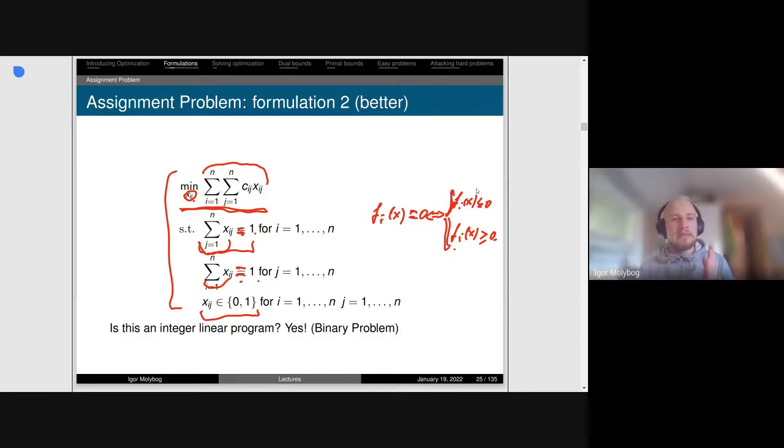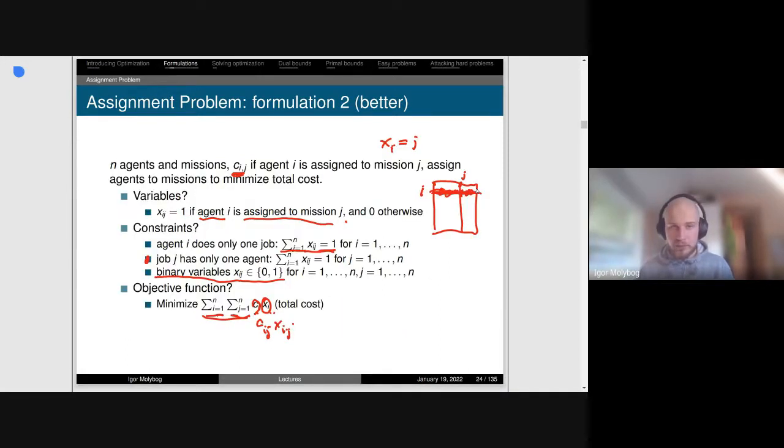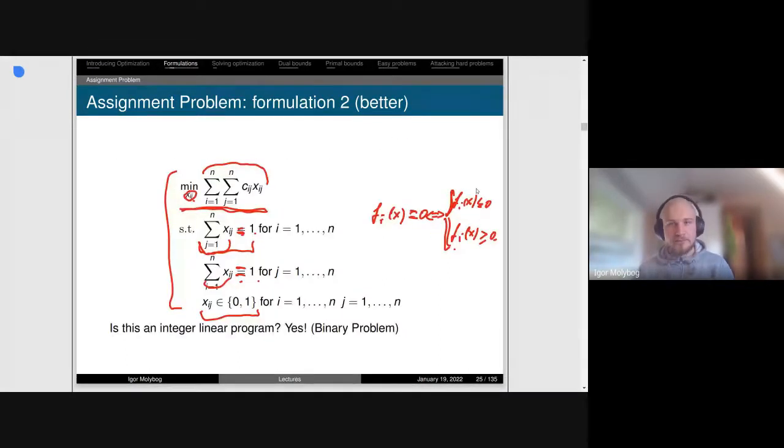Okay, so is this an integer linear program? It is. Moreover, it is a binary problem, just because all of our variables belong to 0 or 1. Any questions regarding the assignment problem or the formulation that we have arrived at? No questions. That's cool. That's awesome.